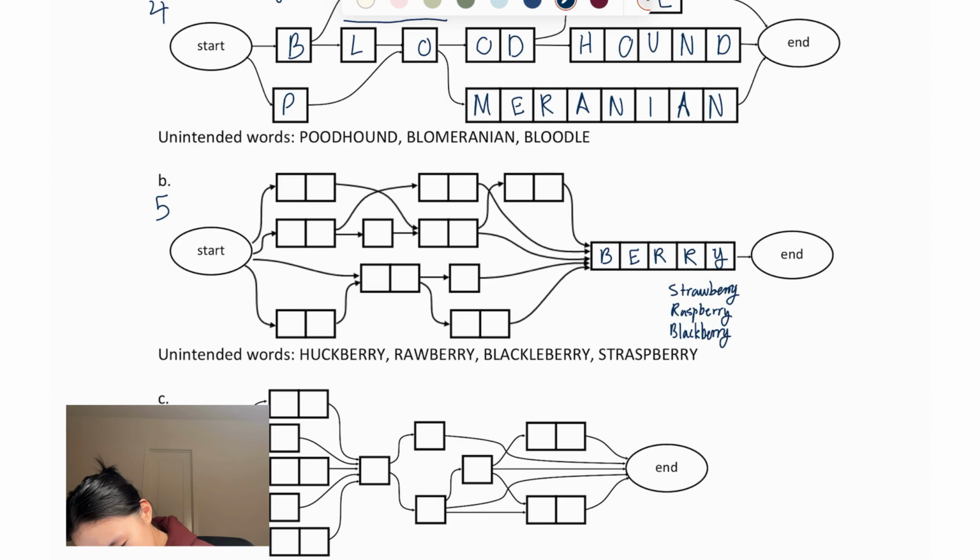And we have huckleberry. Now, these are just the ones that I deduced from the unintended words. But like the one before, we found 4 of the intended ones, and we were missing one more. So we have to fill out this dog to find that last one.